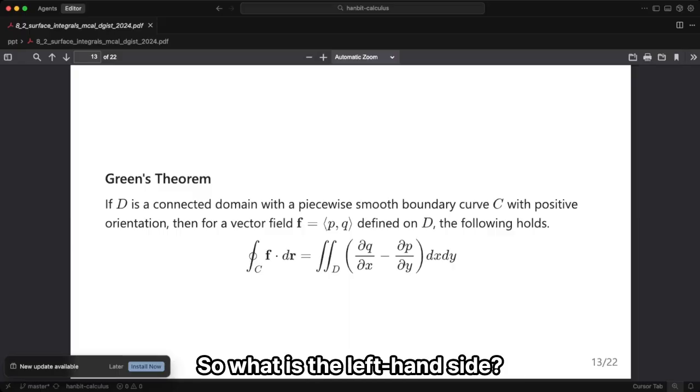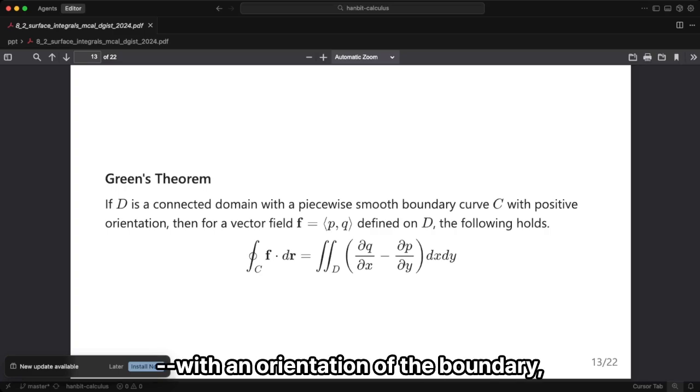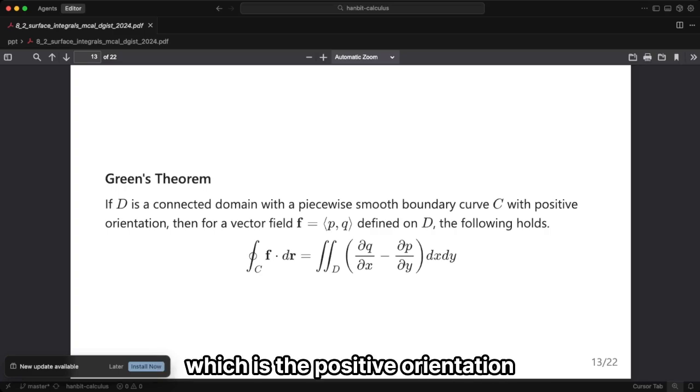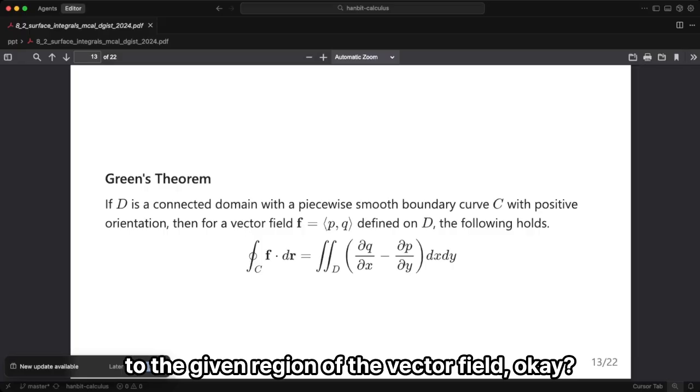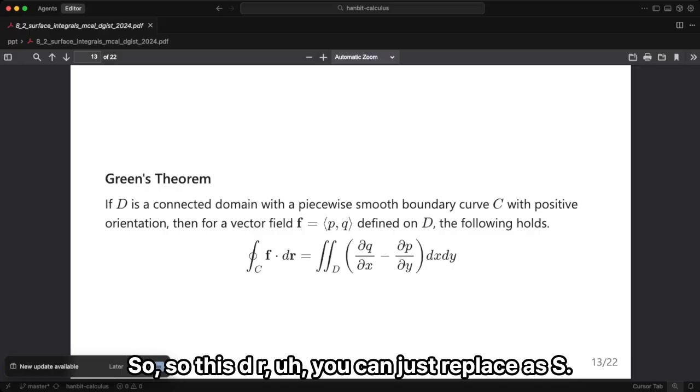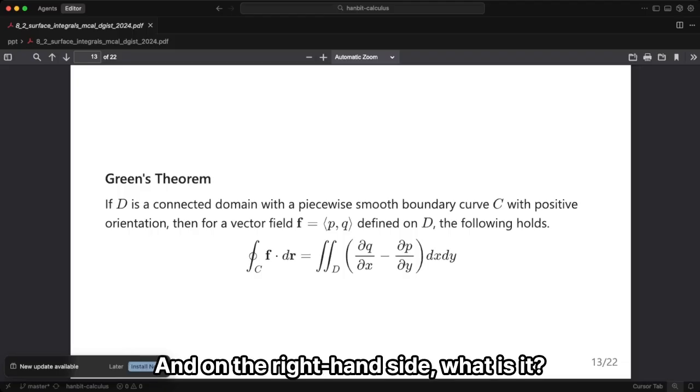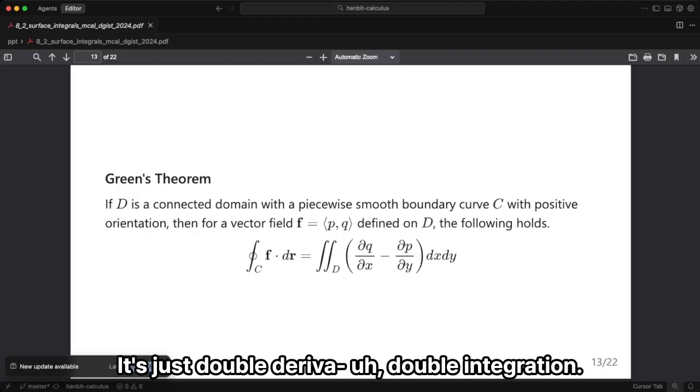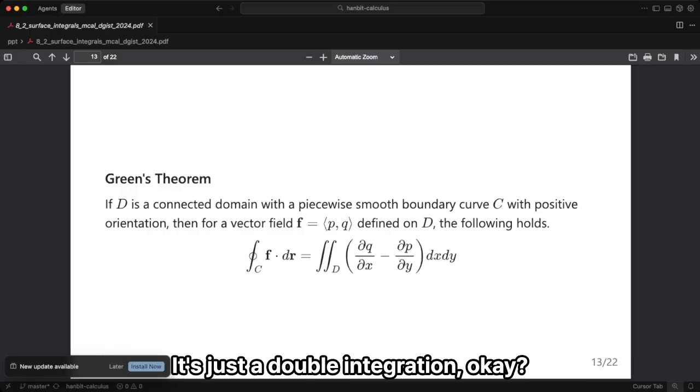So what is the left-hand side? It's the line integration, with the orientation of the boundary being the positive orientation for the given region, of the vector field. So these dr, you can just replace as ds. And on the right-hand side, what is it? It's just a double integration. I mean, there's not even a surface integration. It's just a double integration, okay?